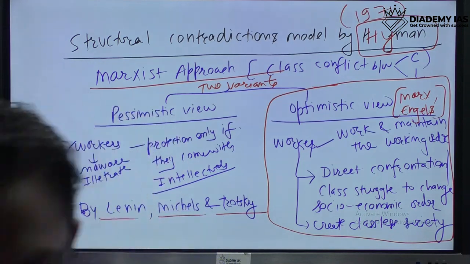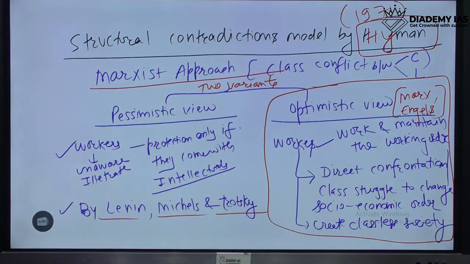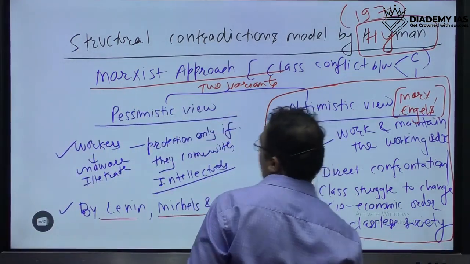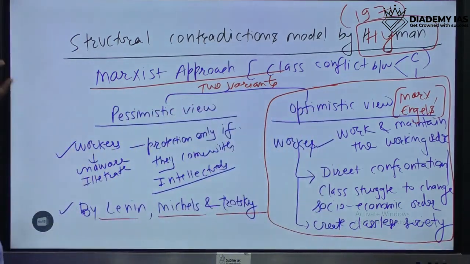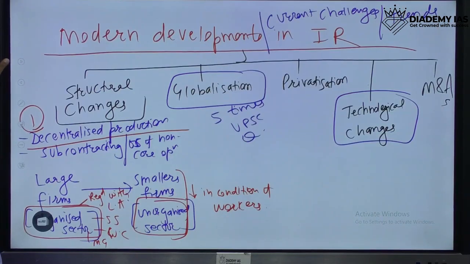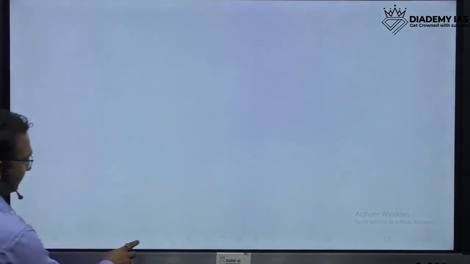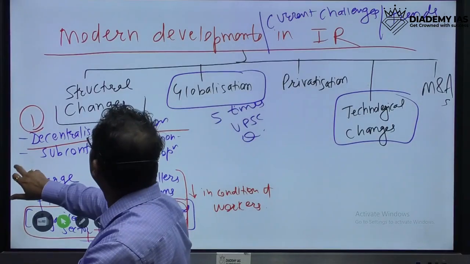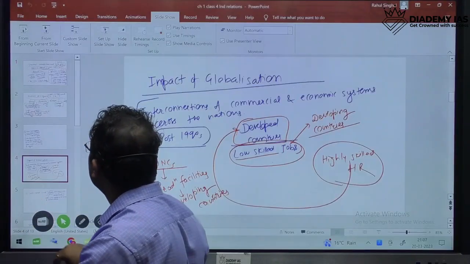Okay, so this is the optimistic view, or this is the view given by Hyman, the optimistic view of the Marxist approach. This is structural contradictions model. Okay, structural contradictions model says there are two possible views. Okay, now after this, now let us study the history of IR. Okay, I will share this PPT with you, so don't worry.